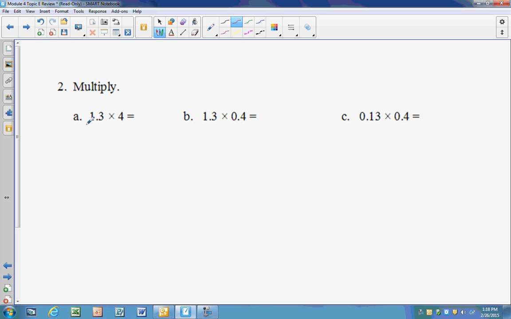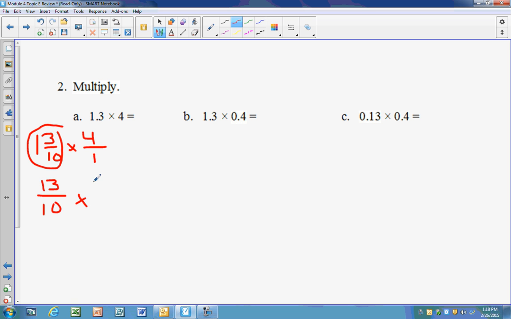Next question, I want to be able to show these with both the decimal and the fraction. So I'm going to start by doing my fraction. I'm doing 1 3/10 times 4, the whole number, and when I have a whole number, it's over 1. So then I'm going to convert this right here into an improper fraction like we had said before, and that would give me 13/10.